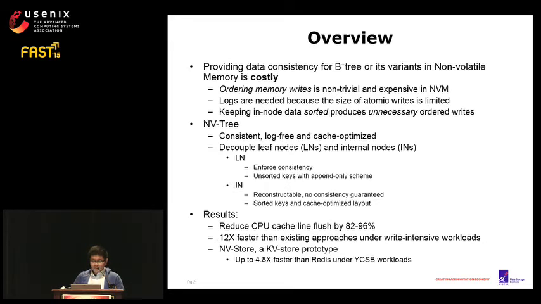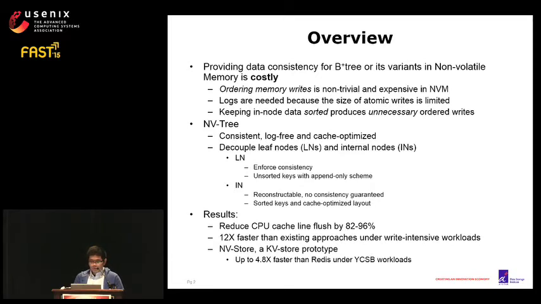We found providing data consistency for data structures like B+Tree or its variants in non-volatile memory is very expensive. This is mainly because ordering memory writes introduces a very big overhead for in-memory data processing. Moreover, to guarantee the atomicity of writes, logs may be needed because the CPU can only support atomic writes within a limited size. Last but not least, we revealed that most of the ordered writes in tree structures are spent on sorting entries inside the tree nodes. Based on these findings, we propose NVTree.